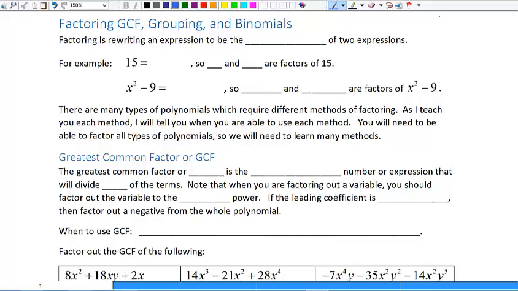Today's lesson is on factoring by greatest common factor, grouping, and binomials. So factoring is the rewriting of an expression to be the product of two expressions. For example, 15 we can rewrite as 3 times 5. So therefore 3 and 5 are both factors of 15. 15 was rewritten as a product of two other numbers.